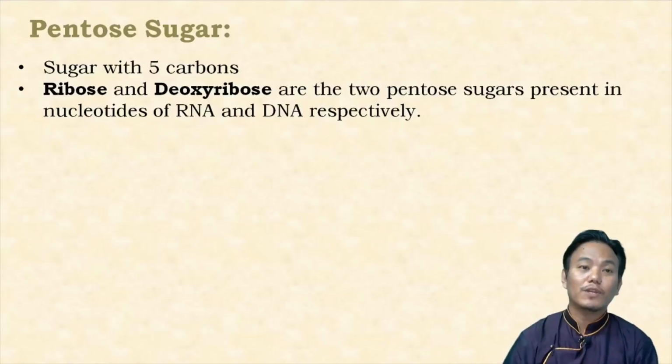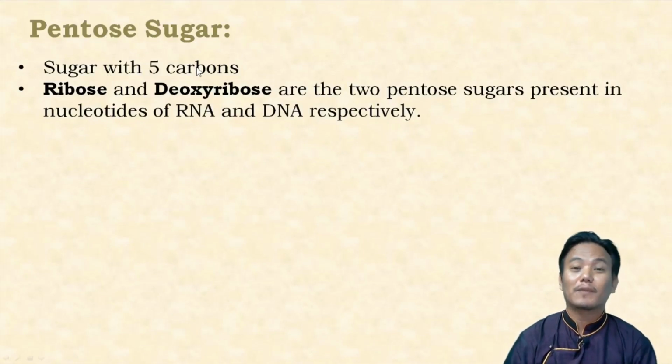The next component of nucleotide is pentose sugar. So what is a pentose sugar? Pentose sugar is a sugar with 5 carbon atoms in it. Remember when we discussed monosaccharides, I told you that those monosaccharides which are made up of 5 carbon atoms are called pentose sugars.